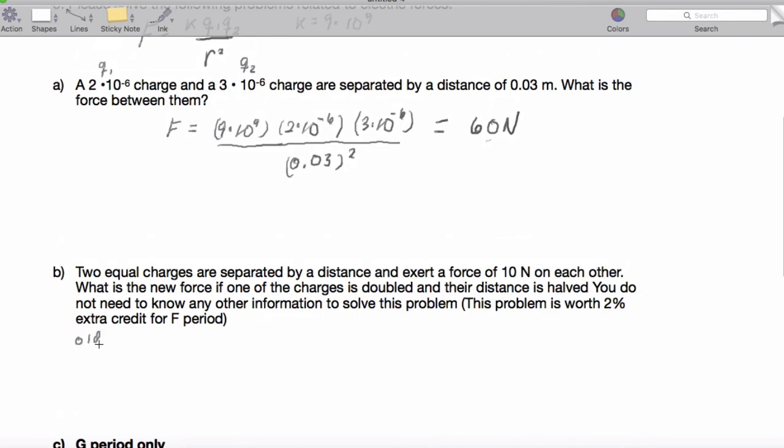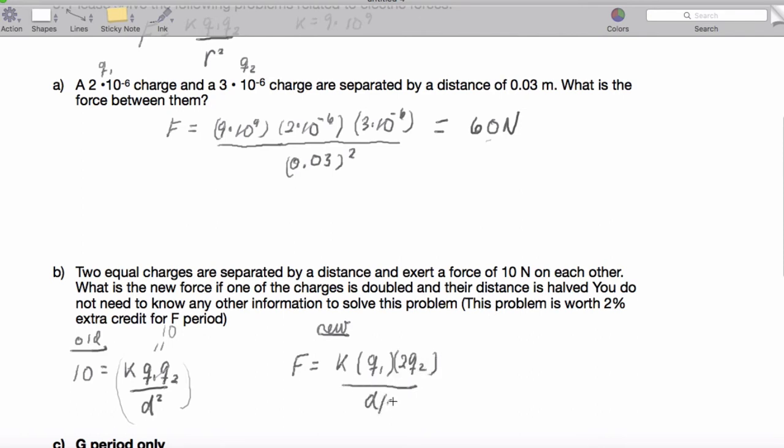The old force is I have a 10 Newton force equal to K, Q1, Q2 over the distance squared. So this whole mess here is equal to 10. And now we have a new force that I'm going to go ahead and solve for. That new force, F, is equal to K, Q1, and now we're going to double the second charge, and we're going to cut the distance in half. Don't forget to put that in parentheses before you square it.